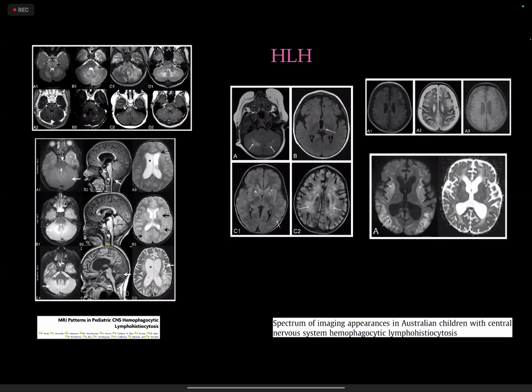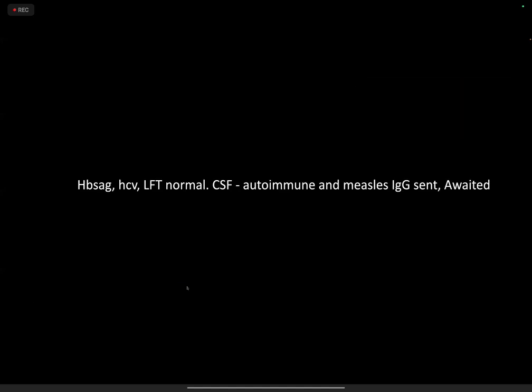Imaging-wise, I could not put it into a phenotype for a mitochondrial disorder. Not ruled out, but I couldn't suggest a possible complex or subtype for a mitochondrial disorder. HLH was another consideration, especially given the blast panel here, atrophy with subcortical particle changes. Imaging-wise, these are the differentials that we thought of.